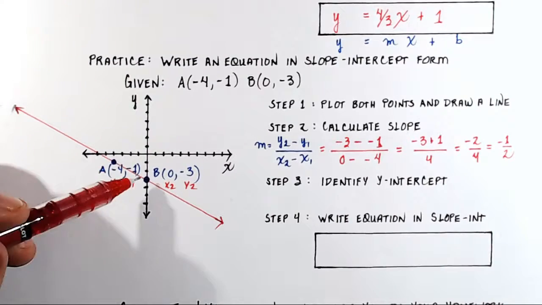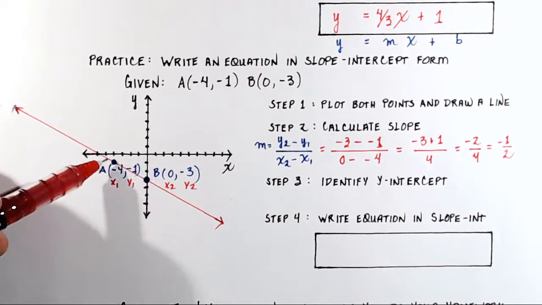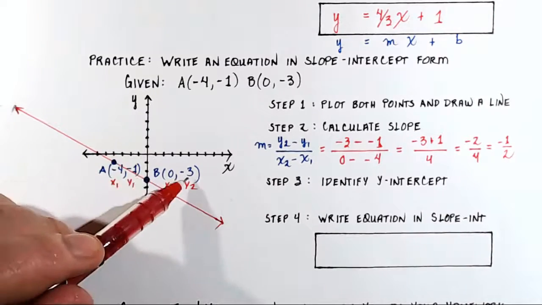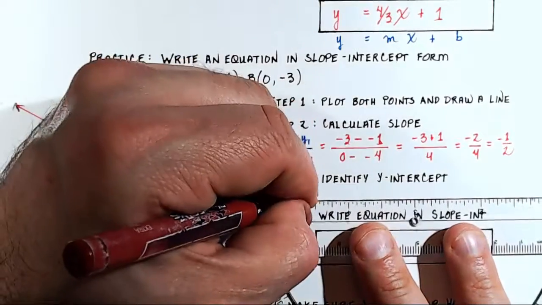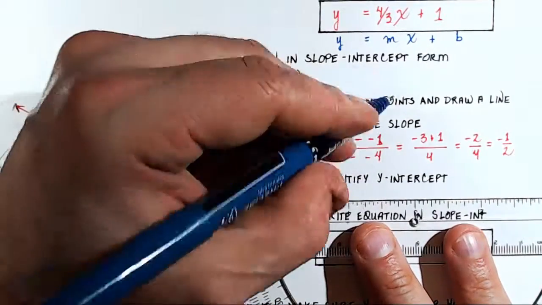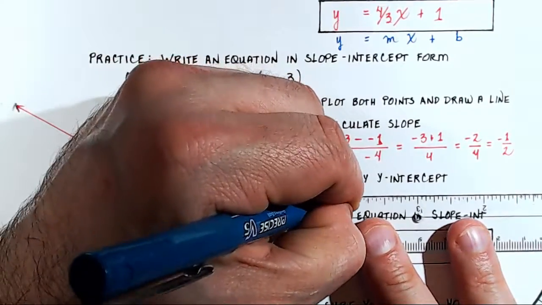Okay, -1/2. Now we have to identify the y-intercept. Well, that's fairly easy. It's right there. But what is that y-intercept? Well, it crosses the y-axis at -3. 0, -3. So the b value, b equals -3.